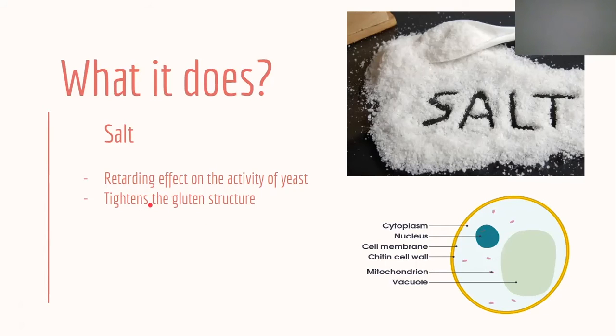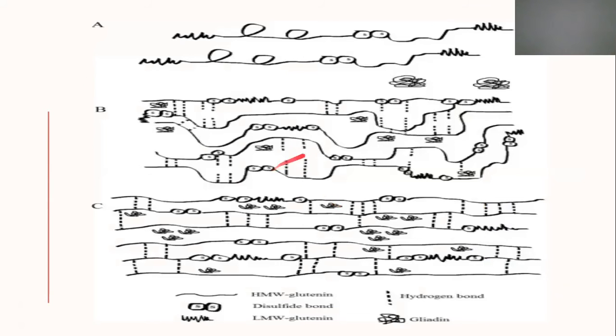And the second reason is the salt can tighten the gluten structure. So this photo can show how the salt can strengthen the gluten structure. So let's just look at B and C. So the structure C is more effectively holding the carbon dioxide gas than the structure B.